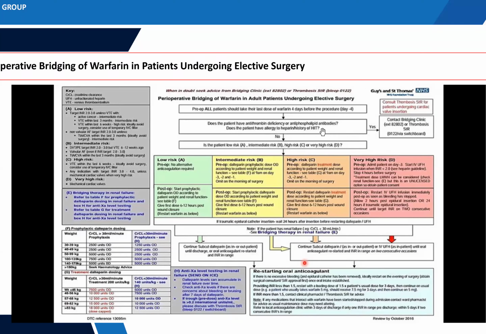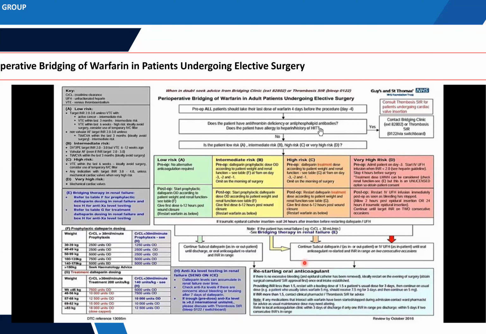Important points in the history: we should know whether the patient has antithrombin deficiency or antiphospholipid antibodies, whether she has any allergy to heparin or any history of heparin-induced thrombocytopenia. Everything is right in front of you. It will be in the exam, so just try to read and explain it to your junior. Now, if the patient has these risk factors, like antithrombin deficiency, antiphospholipid syndrome, heparin allergy, or history of heparin-induced thrombocytopenia, yes, then what are we going to do? We have to contact the bridging clinic or thrombosis specialist registrar.